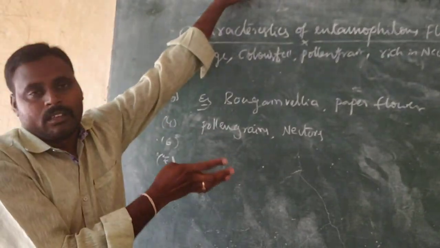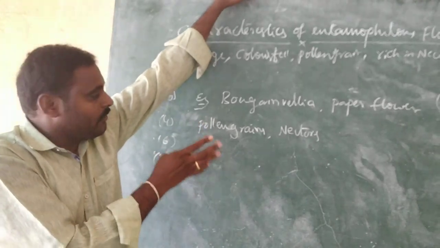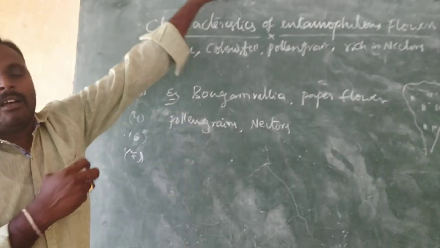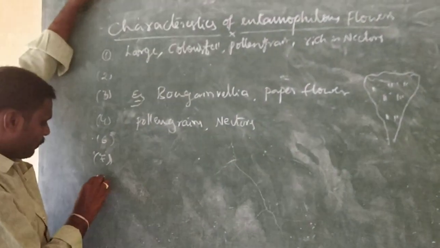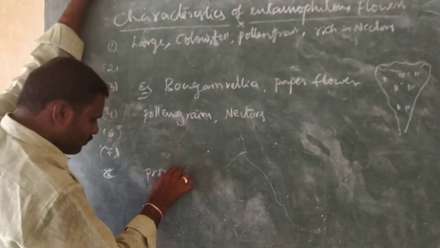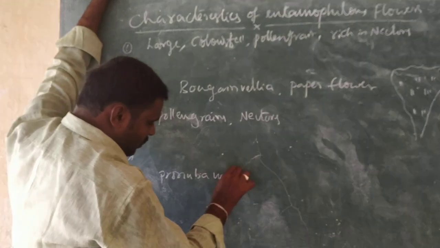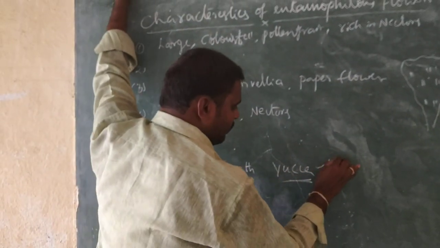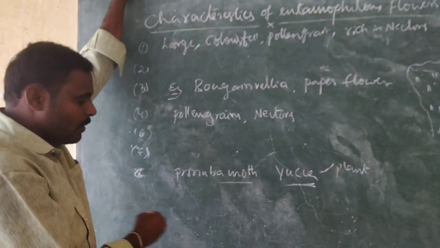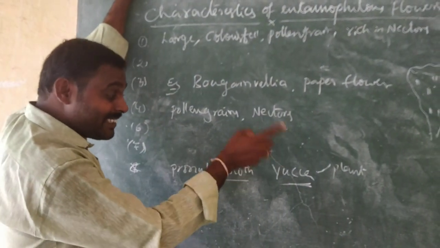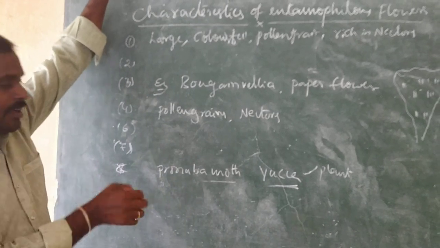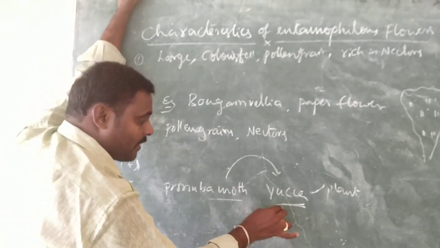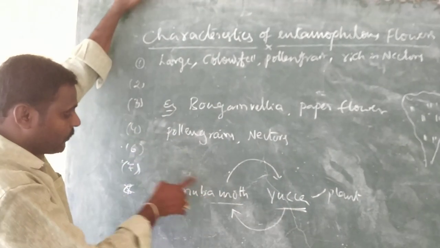And a similar kind of expression we can observe in the Pronuba moth and Yucca tagisella. Yucca is a plant, and the Pronuba moth is a moth. This Pronuba moth lays its eggs in the locules of the Yucca. As a result, what will happen? The Pronuba moth pollinates the Yucca plant, and the Yucca plant protects the eggs of the Pronuba moth.